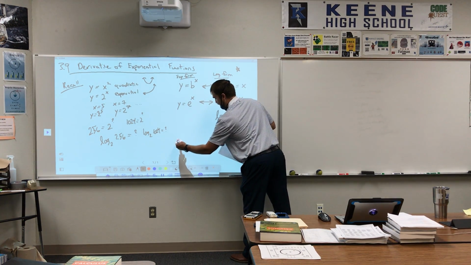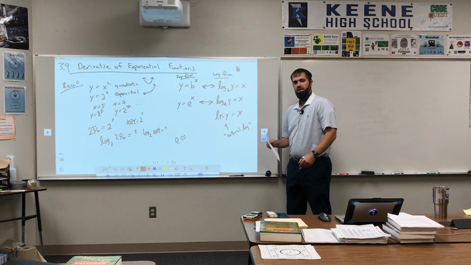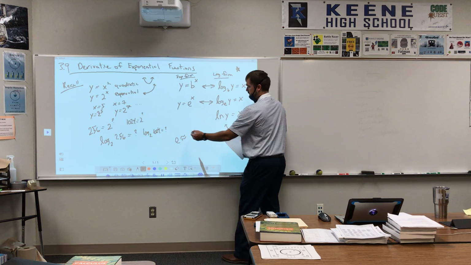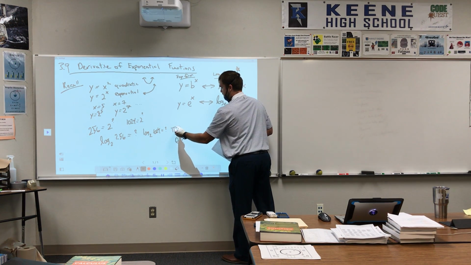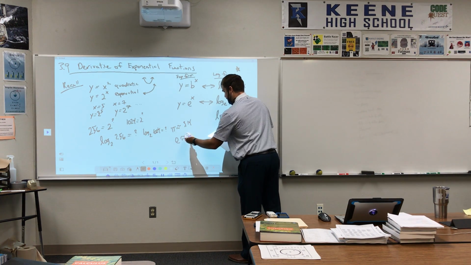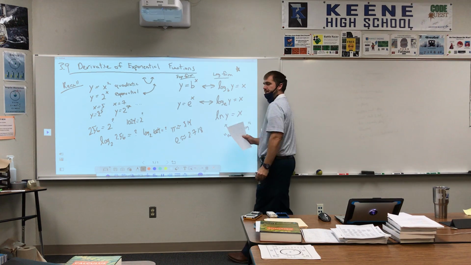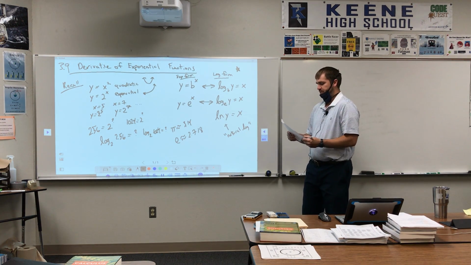Does anybody remember? Now, I would not expect you to know this. The approximate value of e, like pi is approximately 3.14, is 2.72, or 2.718 if you want to go a couple extra digits.